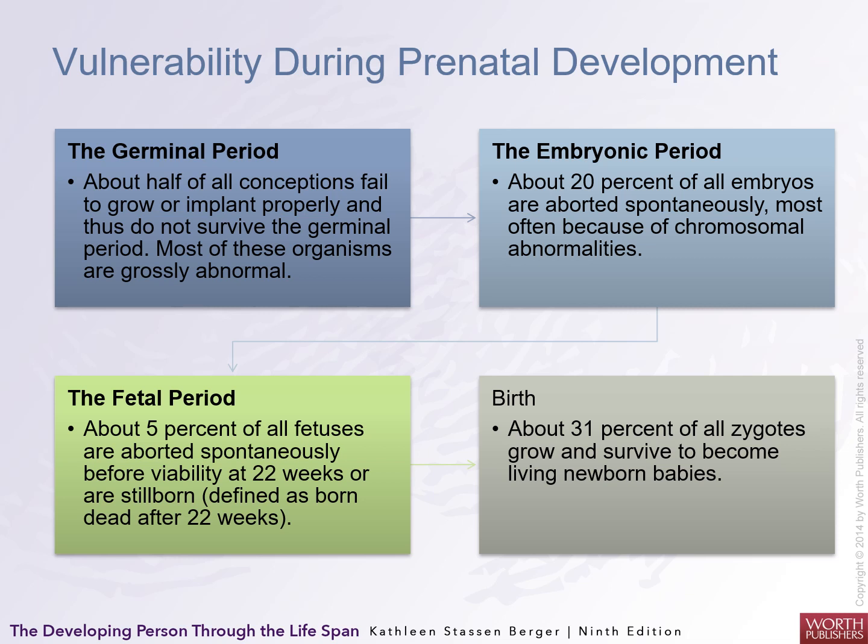During the embryonic period, about 20% of all embryos are aborted spontaneously, most often because of chromosomal abnormalities. During the fetal period, about 5% of all fetuses are aborted spontaneously before viability at 22 weeks, or stillborn, defined as born dead after 22 weeks. And of course, at birth, about 31% of all zygotes grow and survive to become newborn babies.